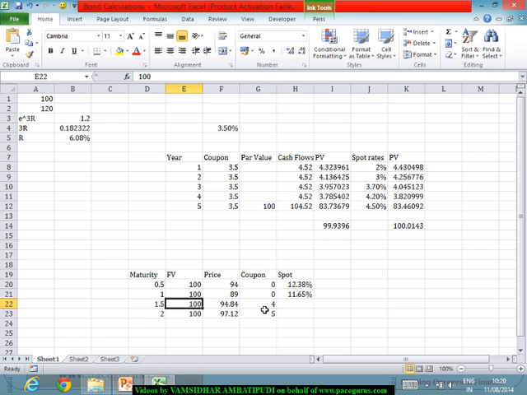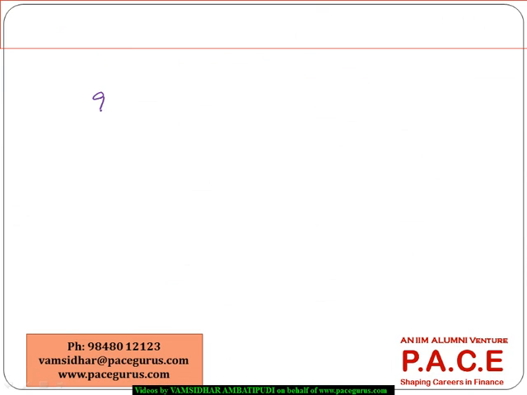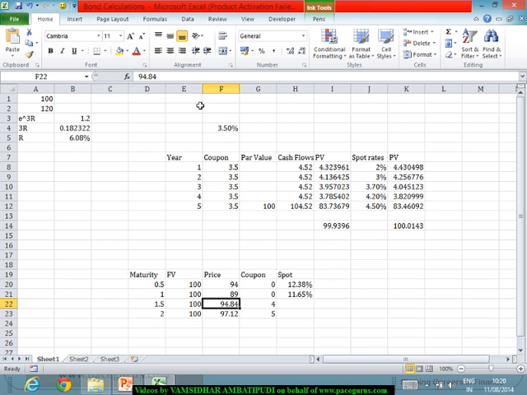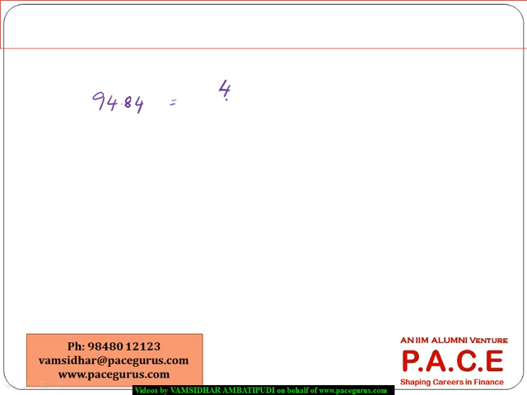100 is the face value of that, 4 is the coupon, 1.5 is the maturity, 94 is the price. So how do I write it? The theoretical price 94.84 should be equal to, what are the cash flows? 4 at the end of 6 months. So I'll take the 6 months spot rate. We have got the 6 months spot rate, 6 months spot rate into 0.5.